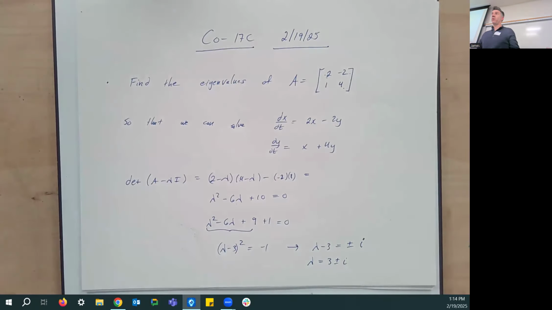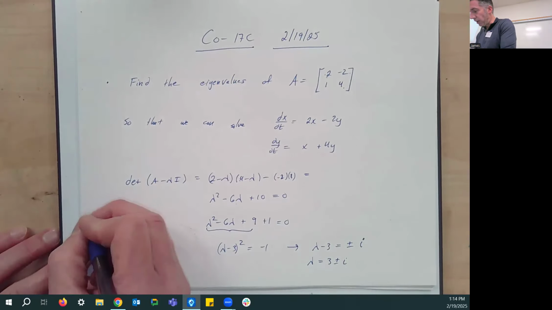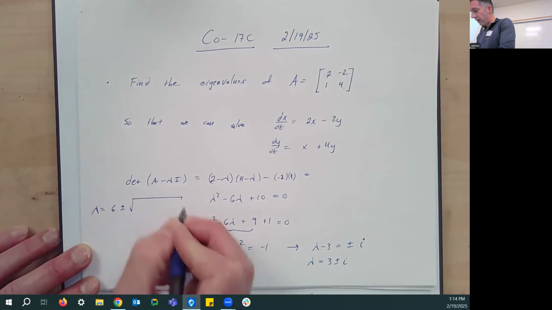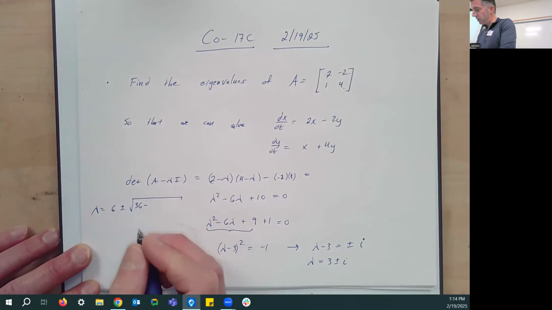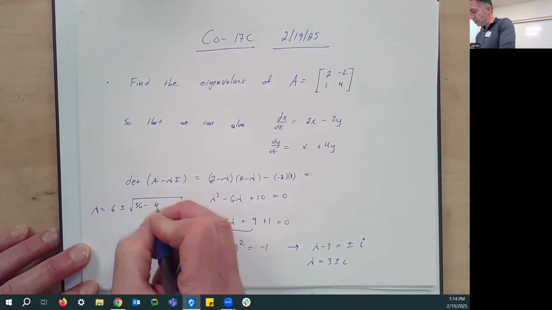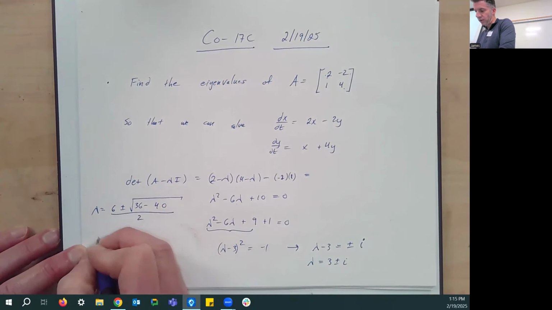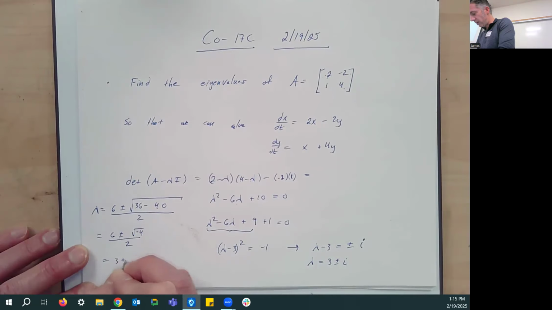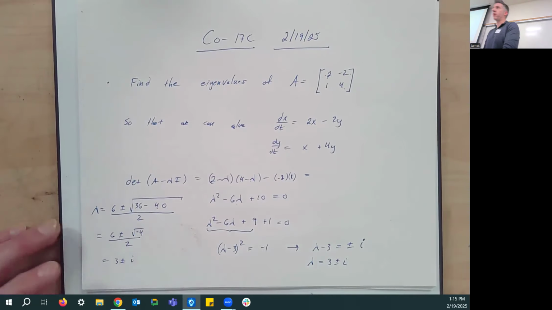Or you could use the quadratic formula, right? You would get lambda equal to 6 plus or minus the square root of -6 squared minus 4 times 1 times 10, all over 2, which ends up working out to be 6 plus or minus the square root of -4, all over 2, which is 3 plus or minus 2i over 2, which is i. Oh, same thing. All right, eigenvalues. Good to go.